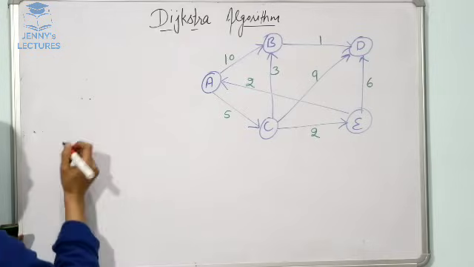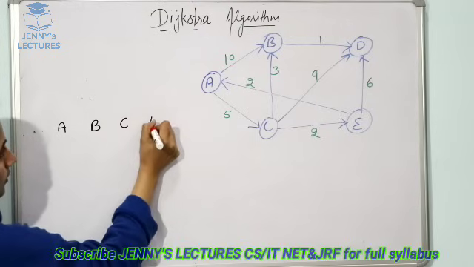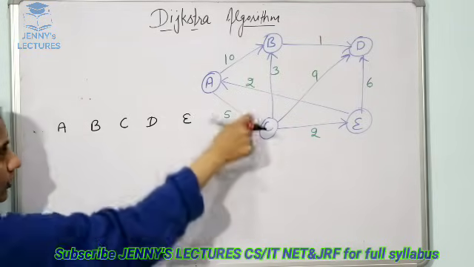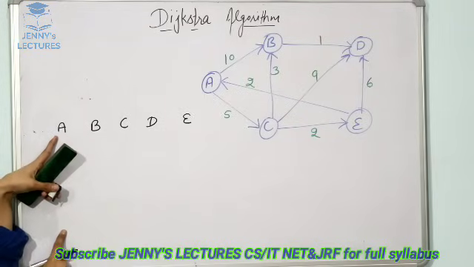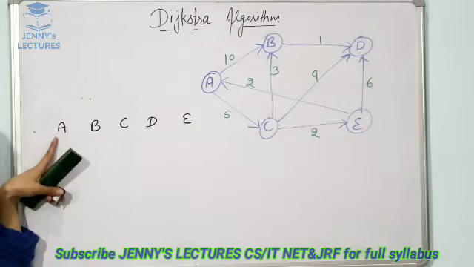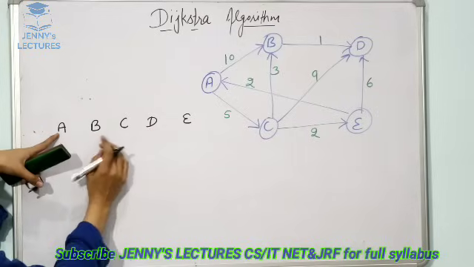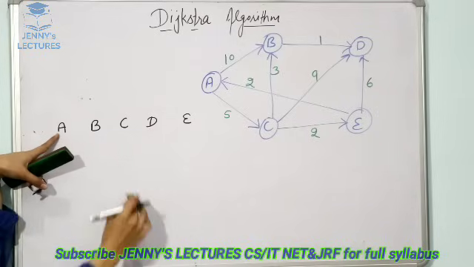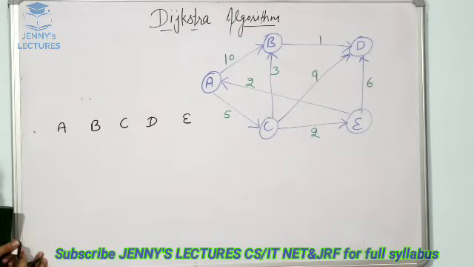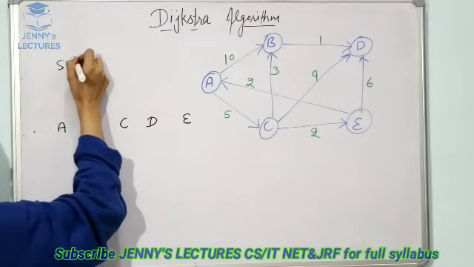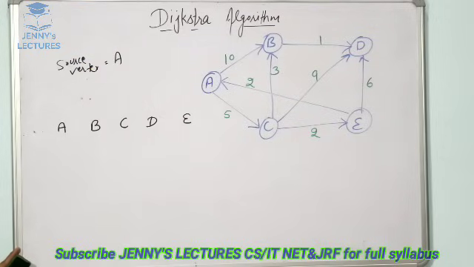Okay, see, now we will draw a table A, B, C, D and E. These 5 vertices we have. At the start you will write that vertex which is the source vertex. Suppose in the question you are given to consider B as the source vertex. Okay, in that case you would have written here B, and here you can write A, C, D and E like that only, in any order, but the source vertex must be written at first only. Okay, here we have considered source vertex is A. Fine.